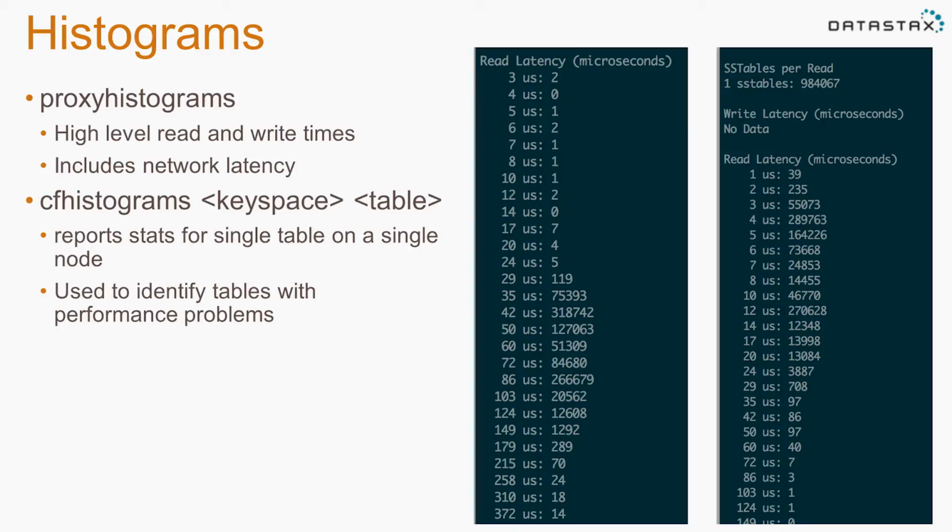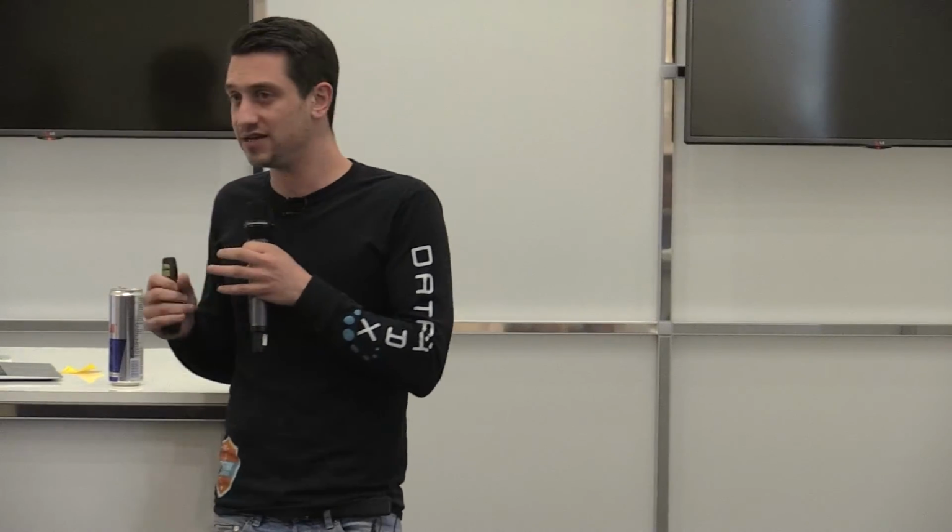Another tool is histograms, right? So proxy histograms, there's a couple of ones here. Proxy histograms is really nice for looking at a high level of what's going on with the cluster, right? So looking at network latency, reads, writes, that type of thing. Again, really, really useful. And then you've got column family histograms. What they will do is help you isolate a particular table on a particular node, and help you identify performance problems there.